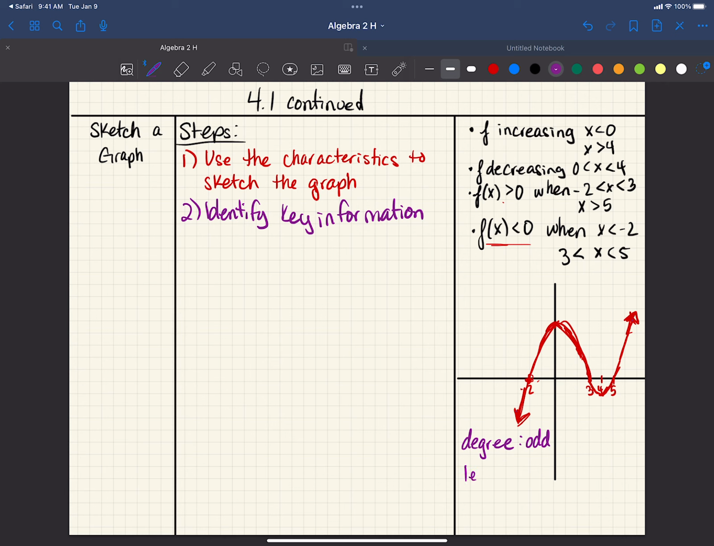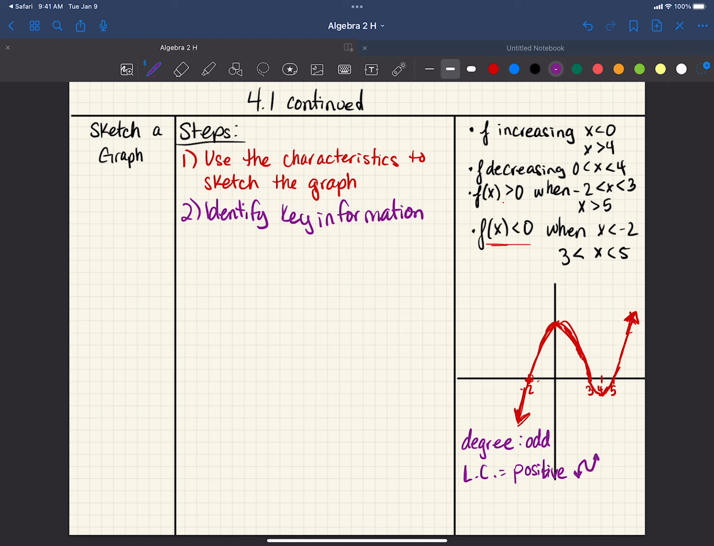My leading coefficient, or my LC, is positive because, and again, this is why I said it's very important to memorize that chart. A positive odd function is going to look like this. So that's what the typical behavior of a positive odd function is, okay?